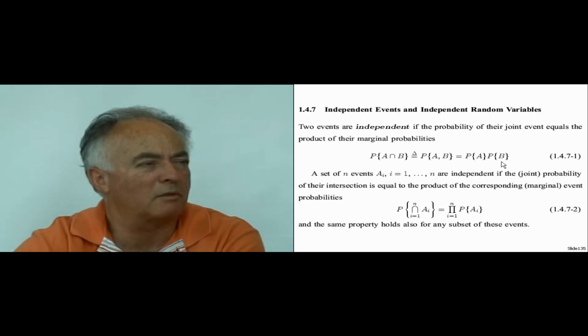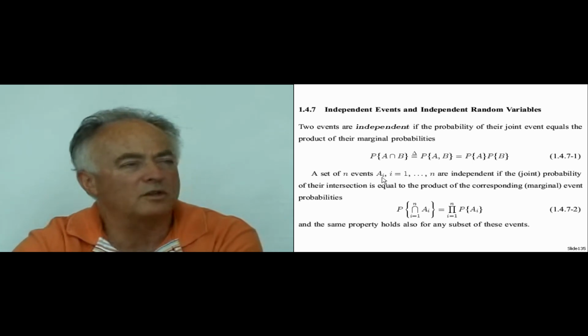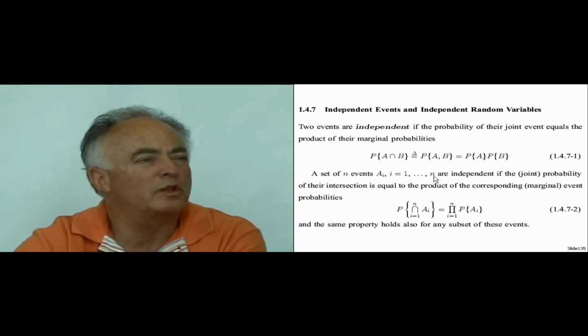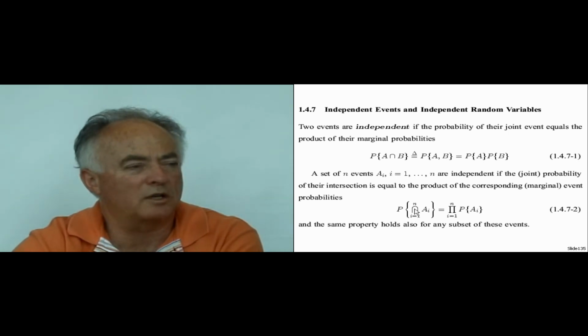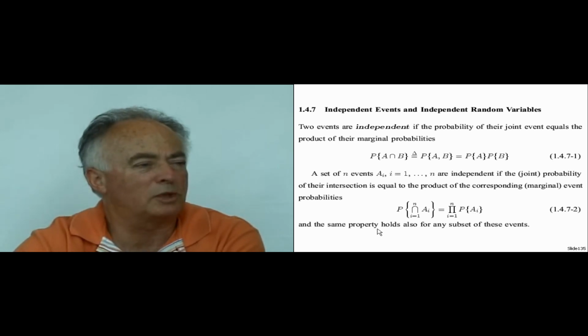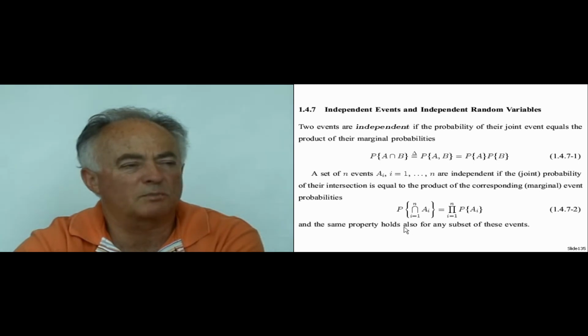Now, if you take a set of n events A_i, such events are called independent if the joint probability of the intersection is equal to the product of the corresponding marginal event probabilities. So the probability of the intersection over i from 1 to n of all these A_i is the same as the product over i from 1 to n of the probabilities of each event A_i. And there is another requirement that the same property should also hold for any subset of these events.